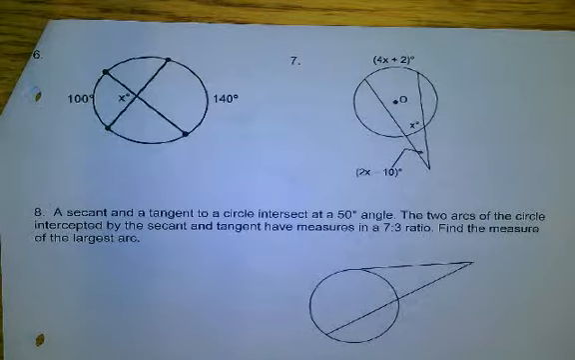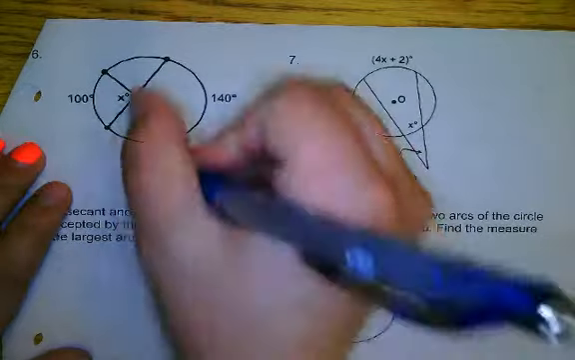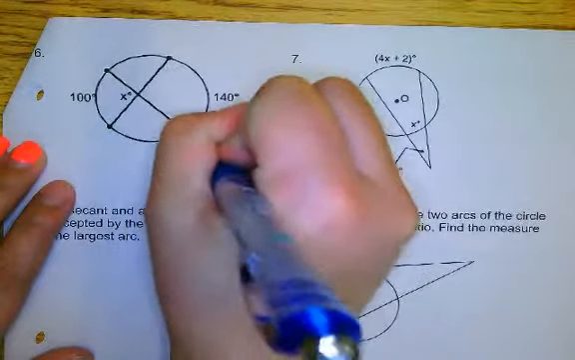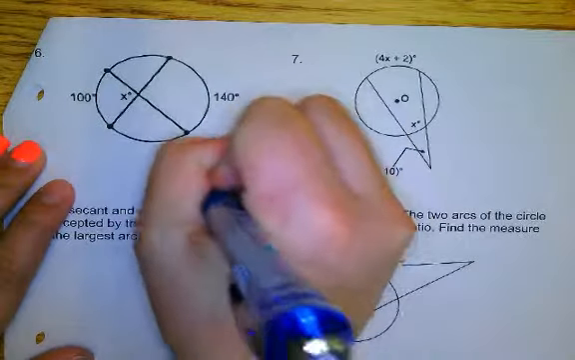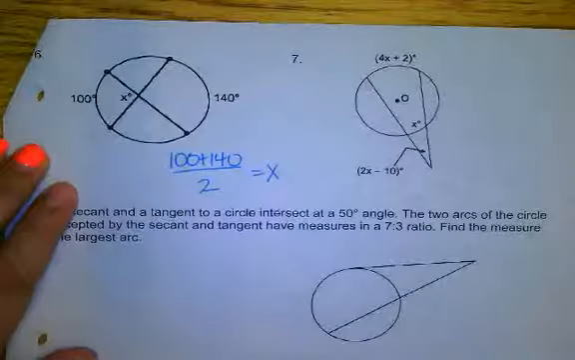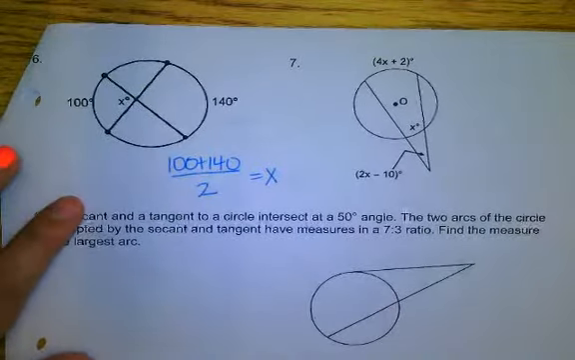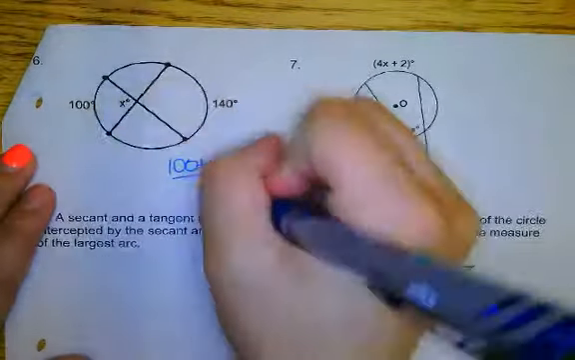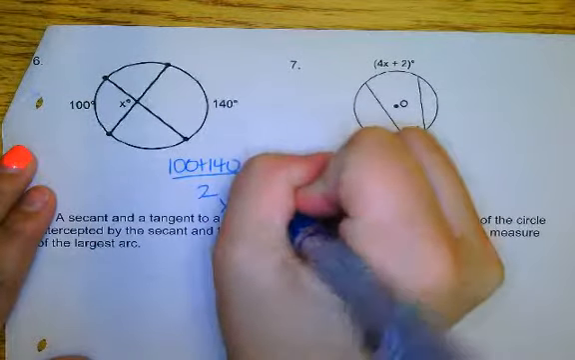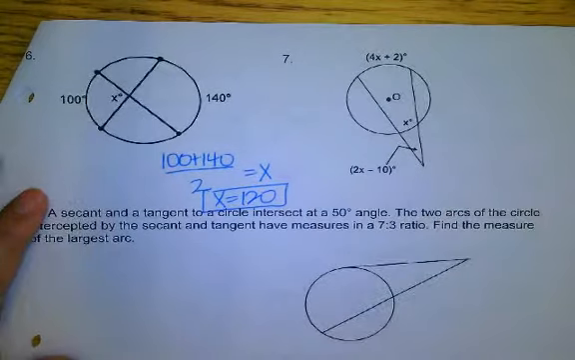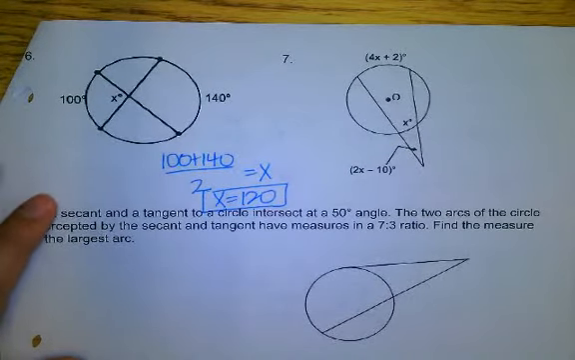Okay, number 6. How do you go about solving for x? 100 plus 140 divided by 2 equals x. So 240 divided by 2, x equals 120. Okay, 7. Are you inside, outside? What are you looking for?